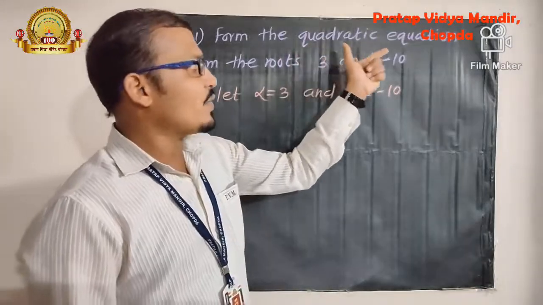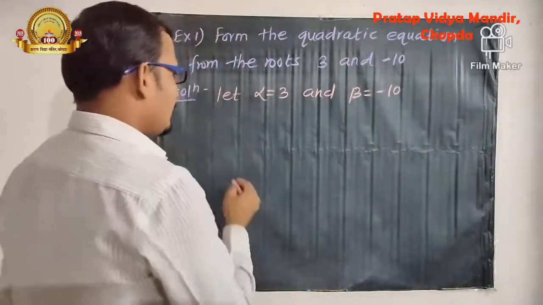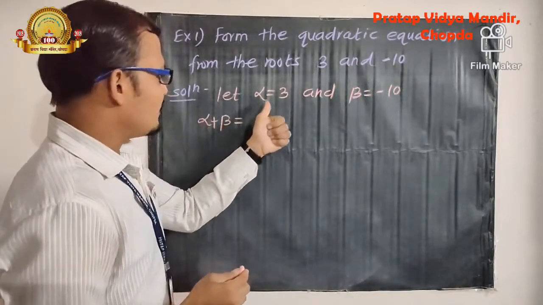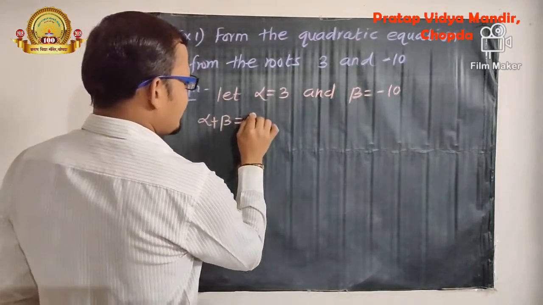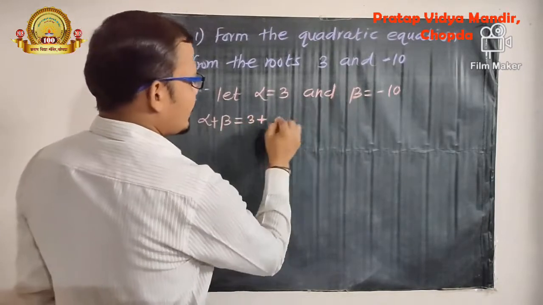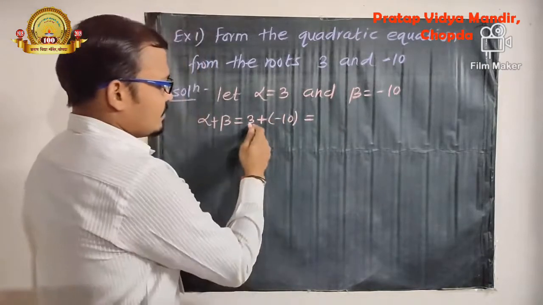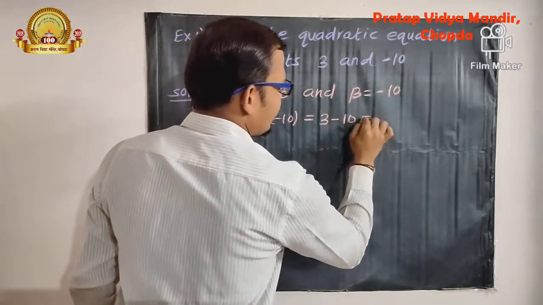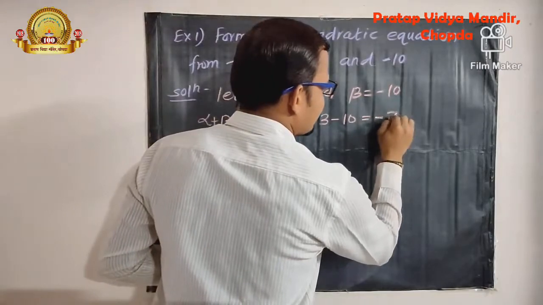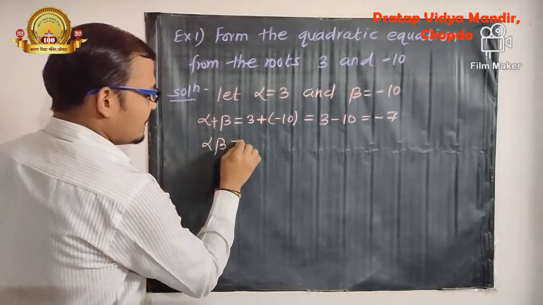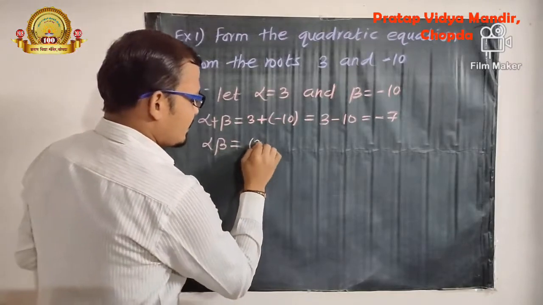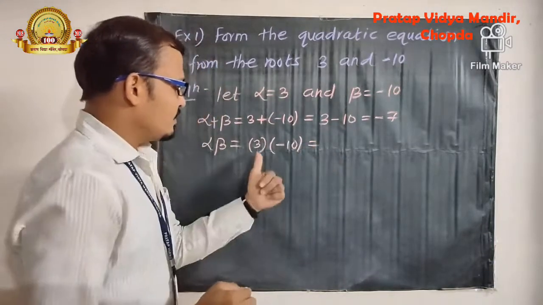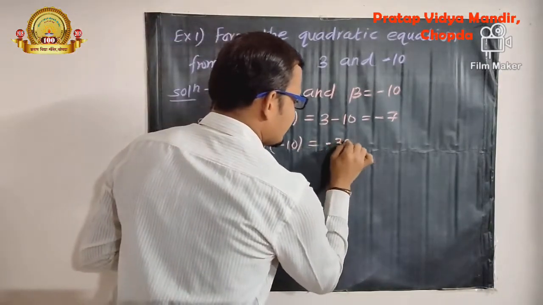Before finding the quadratic equation, first we have to find the value of alpha plus beta and alpha into beta. So put the value of alpha and beta here. What is the value of alpha? 3, plus value of beta is minus 10. So we get here 3 plus into minus is minus 10. 3 minus 10 is minus 7. Then alpha into beta is, what is value of alpha? 3, and value of beta is again minus 10. So 3 into minus 10 is minus 30.